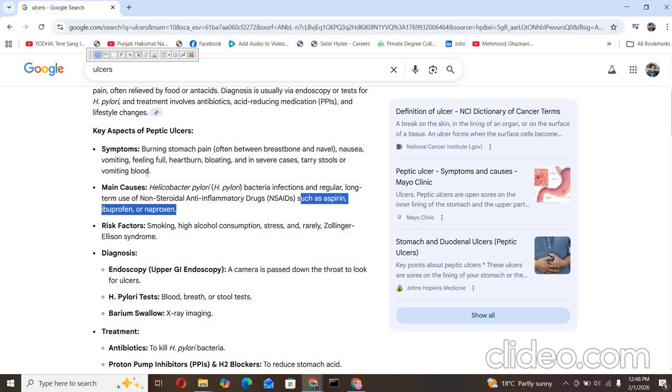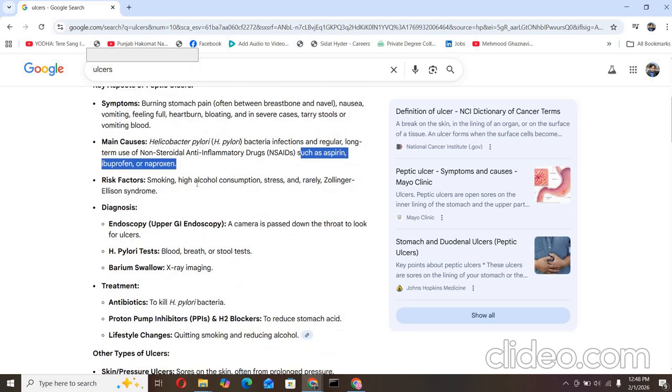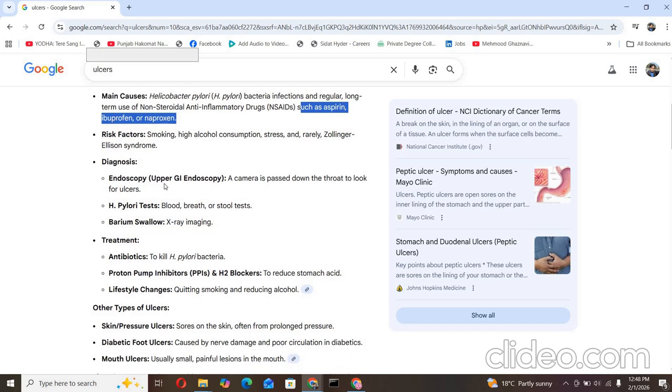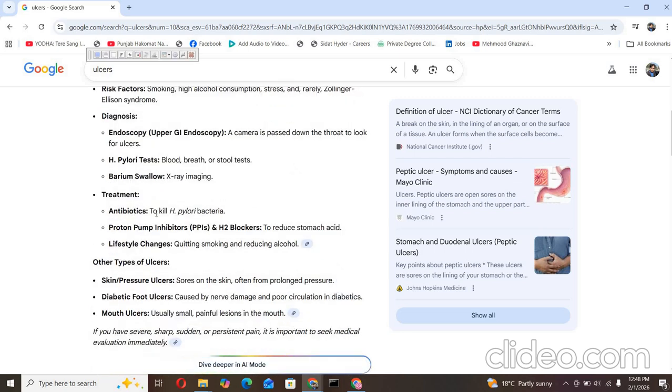The main causes of peptic ulcer include H. pylori infection and non-steroidal anti-inflammatory drugs. Other causes of peptic ulcer are uncommon or rare. People with certain risk factors are more likely to develop ulcers.